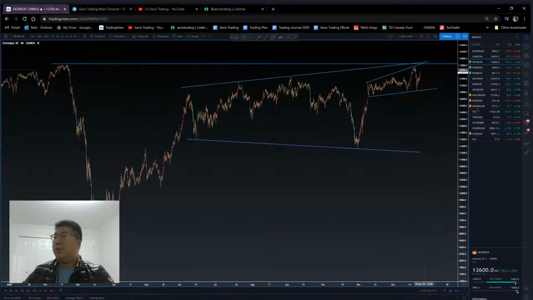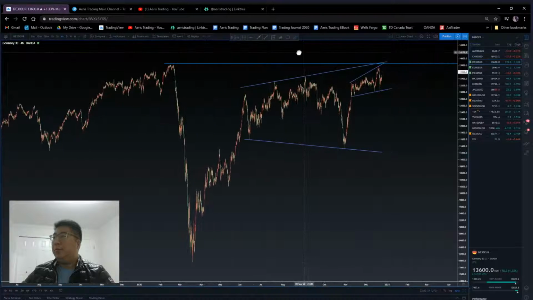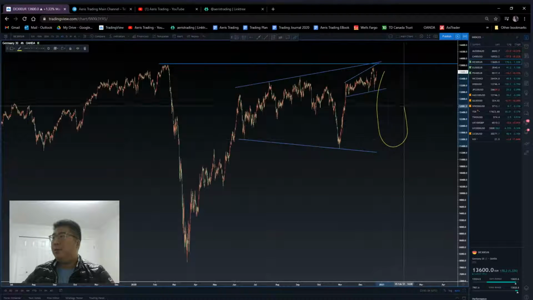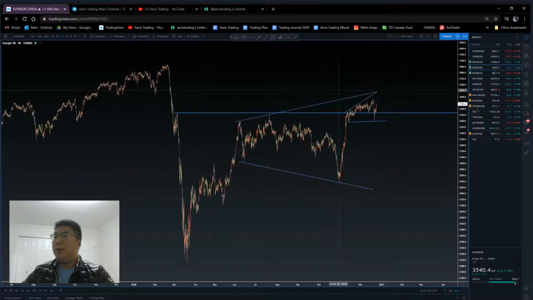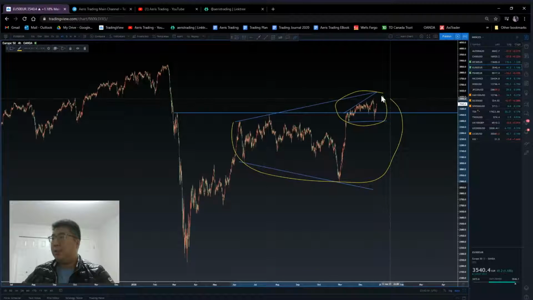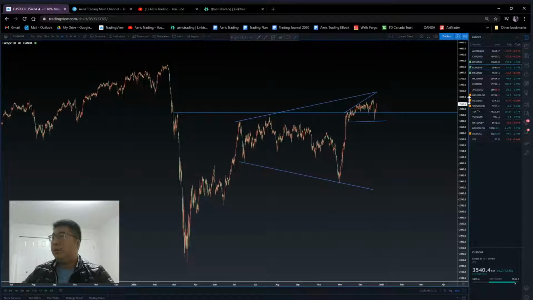Okay, this is German 30. We can still see that bearish move on the market, with this correction over. All right, so that's German 30. This is Euro 50, same idea. We're forming this potential correctional period. We're in this larger expanding structure, potential double top area where price is stalling.